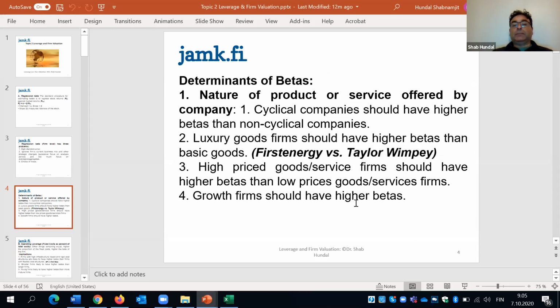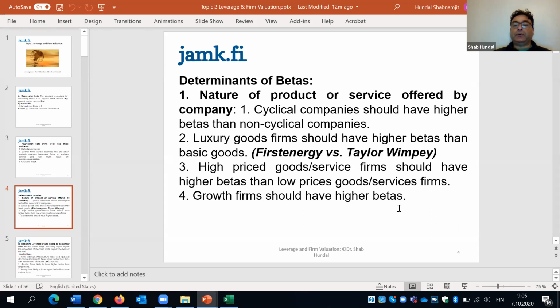Generally, growth companies have higher beta. The tech companies have higher beta. All these new growth companies like technology firms, biotech companies, media companies, R&D types of firms usually have a higher level of beta.